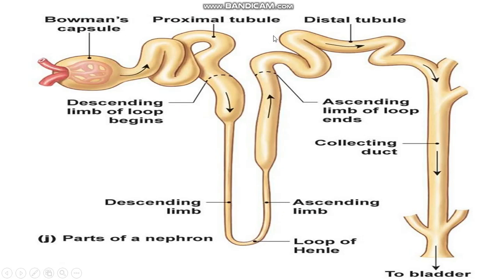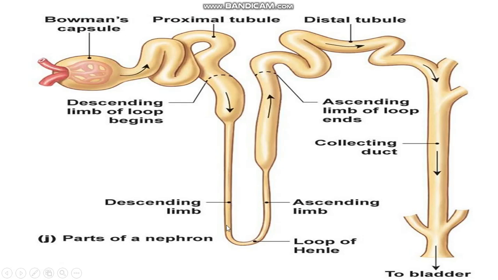So here the loop begins, and the loop of Henle has a descending limb. So this is a descending limb and a loop. This is the loop, and an ascending limb. So the urine goes in this direction. So this is a tuft of capillaries which leads to the PCT, and from the proximal convoluted tubule the loop begins to start. So the initial part of the loop is a descending limb.